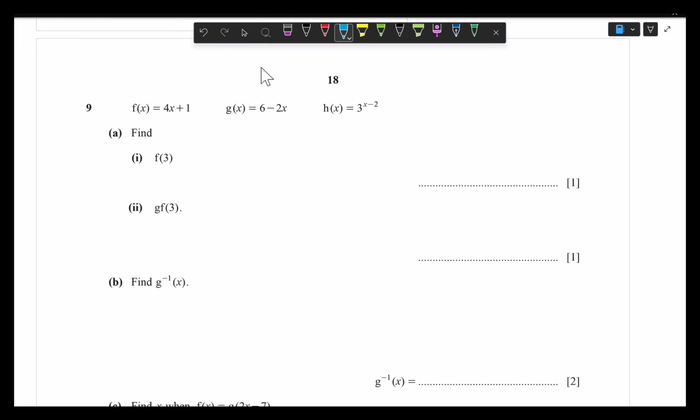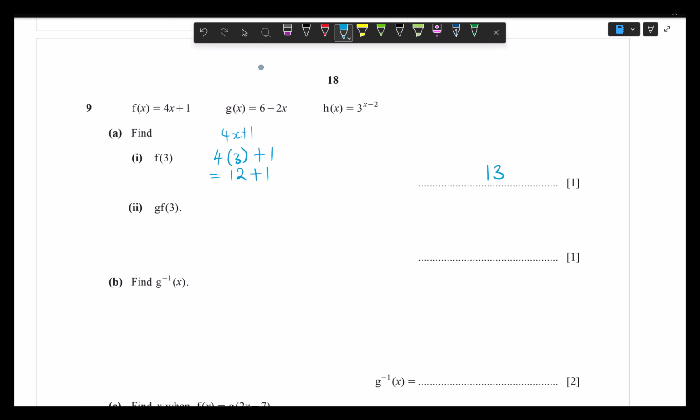So we're going to take f of x, which was 4x plus 1, and we're going to replace x with 3. That gives us 4 multiplied by 3 plus 1. That is 12 plus 1, which is equal to 13. That is the answer for part A.